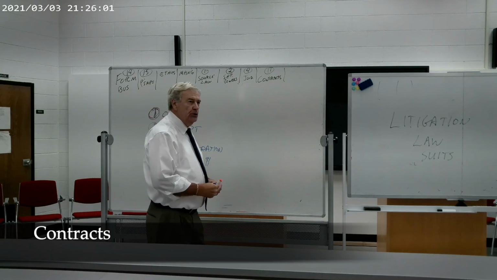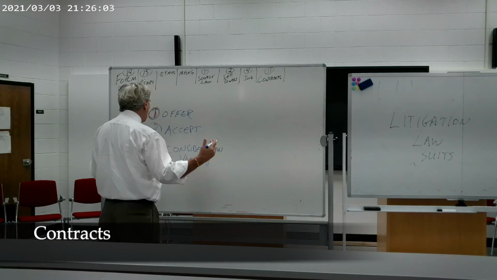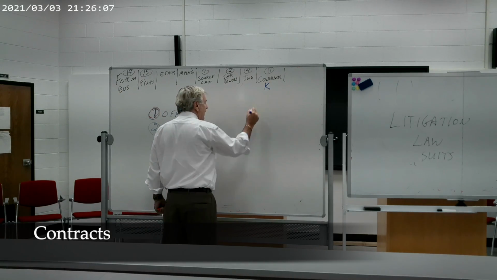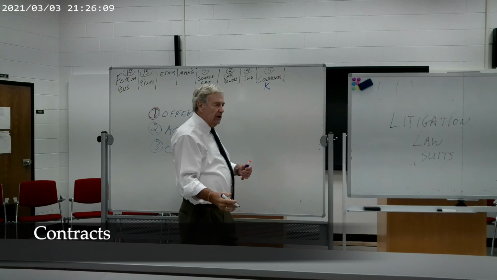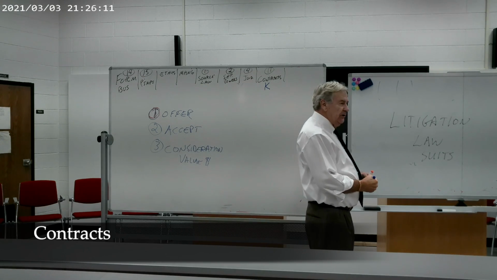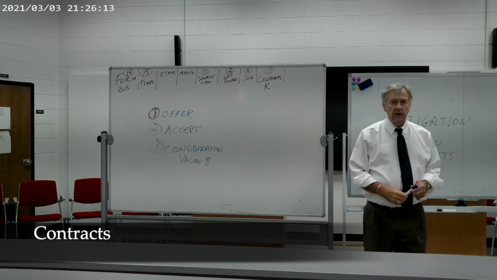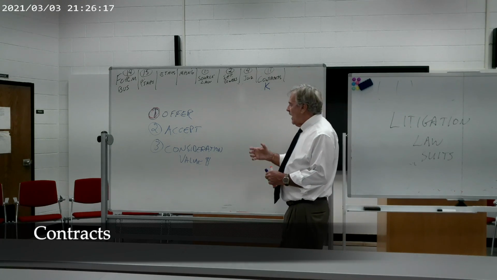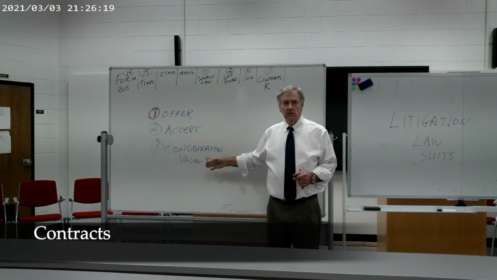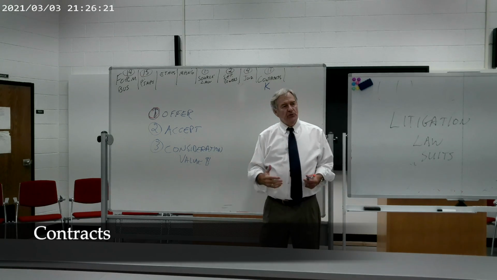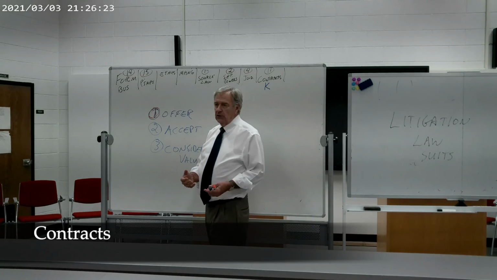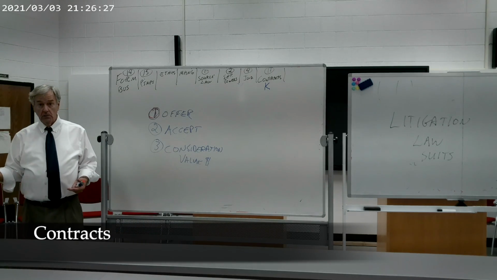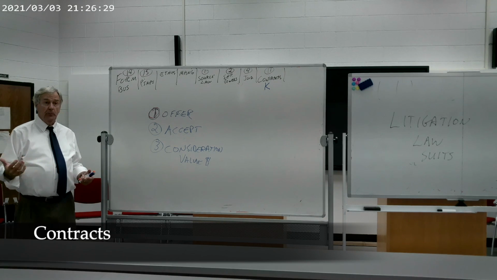Now the key to contracts and the universal symbol for contracts is a K. And I often will use K without realizing it. You can use K in your answers too. That means a contract. Now, you have to have all three. And what happens in business is one of the three are often missing.